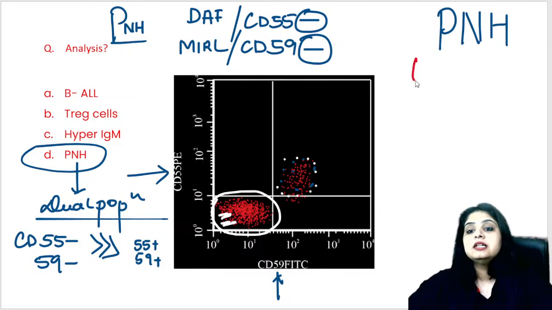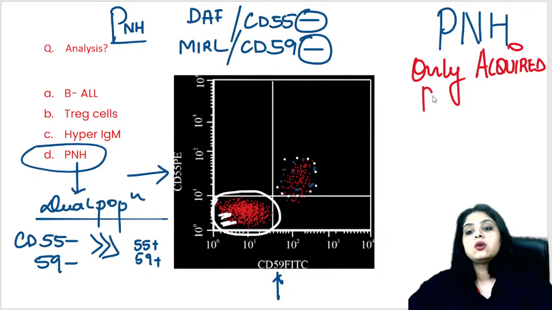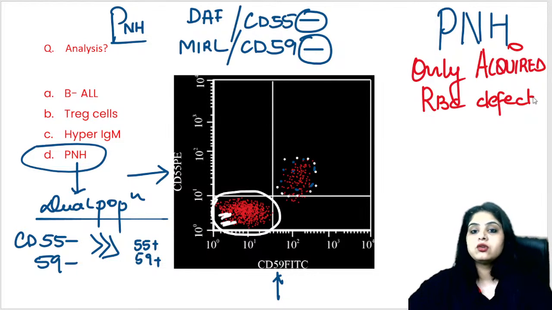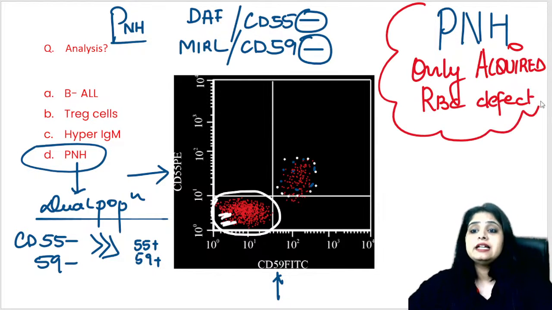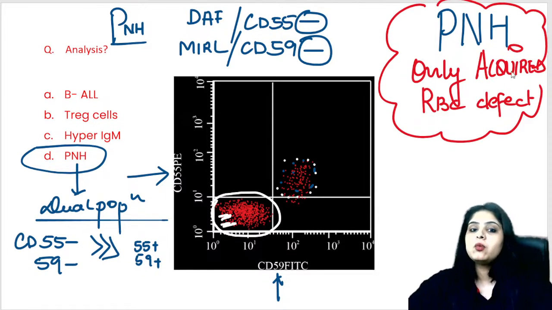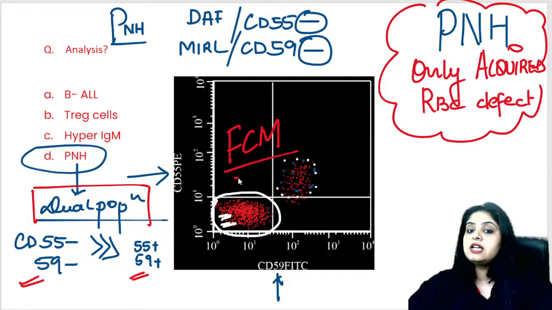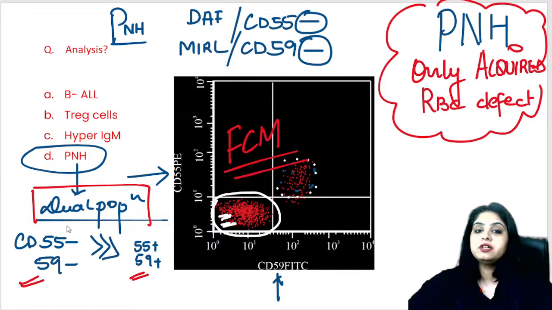I hope you remember, in the anemias, this is the only acquired RBC defect, which means this is a problem that has not come hereditary. It has not come like hereditary spherocytosis, autosomal dominant or recessive. This is an acquired defect. It has not come from the parent. So if it is acquired, some of the cells will be affected, some of the cells will be normal. That is why they say for PNH the gold standard is flow cytometry, and you get a dual population. Sorted?